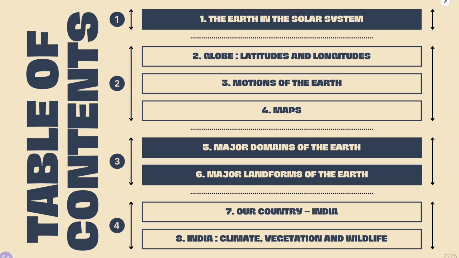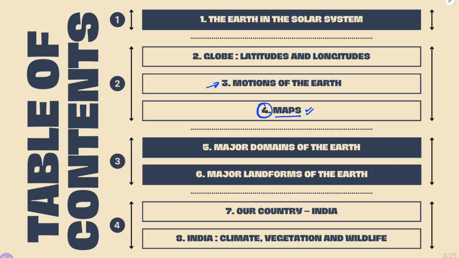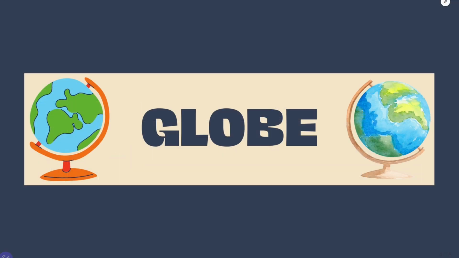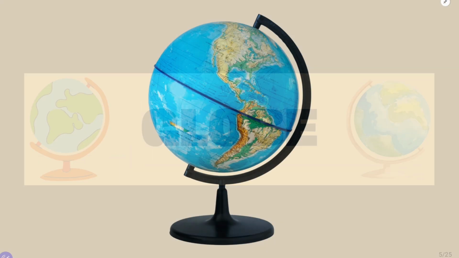In the last session, we explored Chapter 3, Motions of the Earth, where we understood how the Earth's rotation and revolution shape day and night and seasons. Today, we move on to Chapter 4, Maps. This chapter is not too important from the exam point of view, but we will still do it for the sake of completion. In the previous chapter, we discussed the globe.